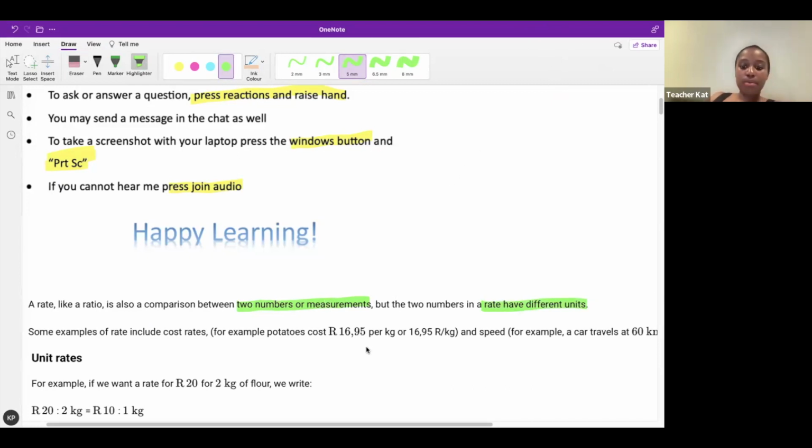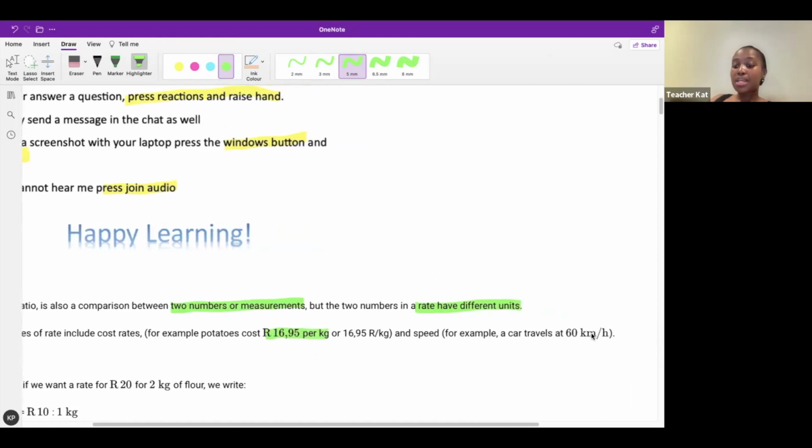Some examples you may have seen in the supermarkets: potatoes cost $16.99 per kilogram, which means for 1 kilogram, you will be charged $16.99. Or speed, which is more common: 60 kilometers an hour. If someone says they're traveling at 60 kilometers an hour, it means per 1 hour, I have traveled 60 kilometers.